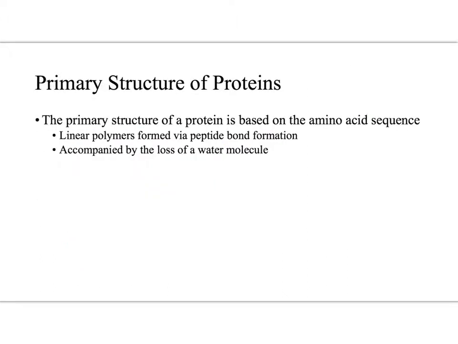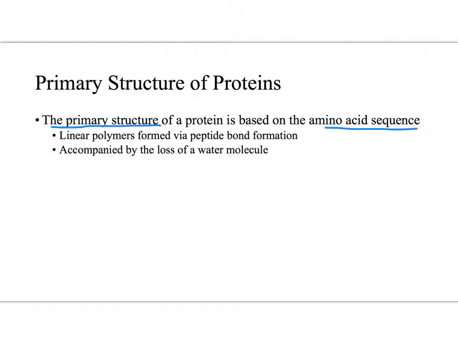So now that we've looked at the amino acids and their chemical versatility and their side chains and their properties, let's start to get into the overall structure of proteins, bringing these amino acids together. So the primary structure, or the beginning level of structure that we have, is going to be based on the amino acid sequence itself.